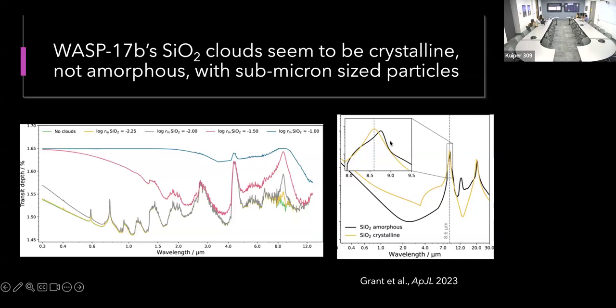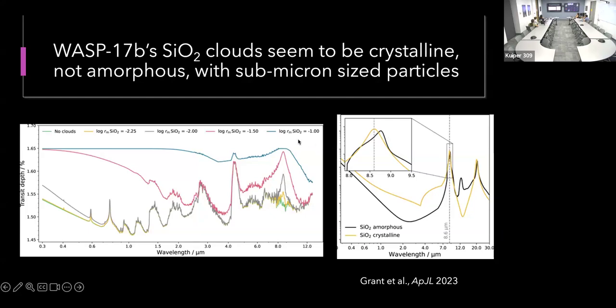And they could even do better than that, just saying that it's silicon dioxide. They actually do make a statement that they think it's quartz and not amorphous silica. And so they use this little zoom in right here where the yellow is the crystalline form, the quartz form, which is closer to the peak that they see in their spectrum compared to this slightly redward shifted amorphous form.